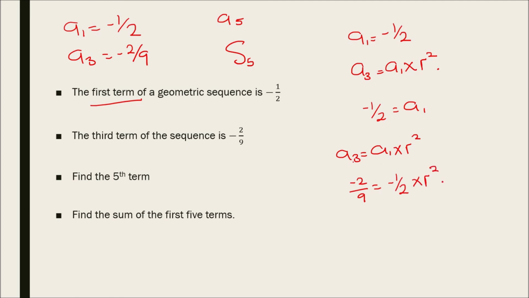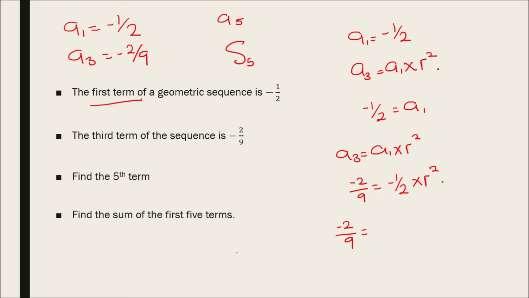Okay, remember the formula for a3. a3 is a1 times r to the power 2. We already know our a1, so we slot in our value. So what can we do here? We can multiply both sides by 2, or we can simply bring the half here. So how do you do that? Hold on. So minus 2 over 9 equals, now how do we clear the minus 1 over 2 here? We actually multiply both sides by minus 2.